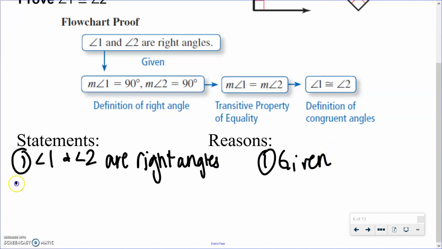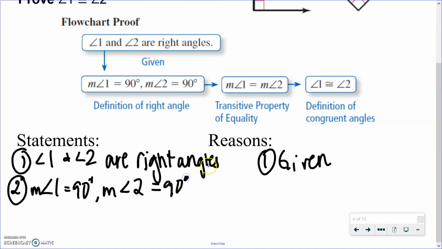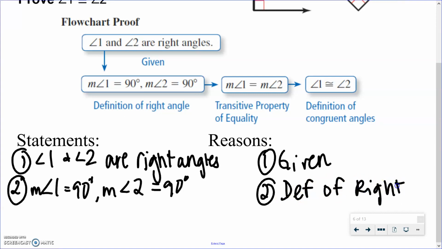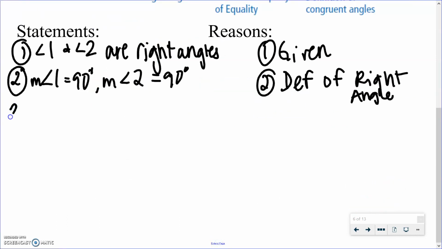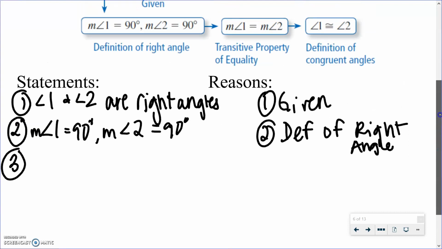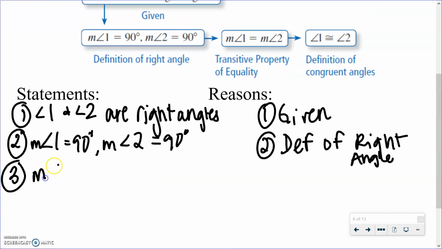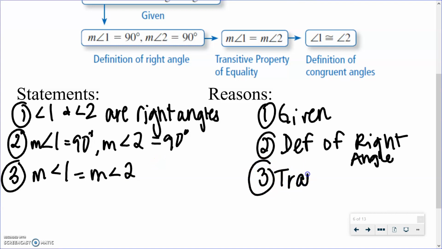And so really each of these is just going to be one statement. And then the measure of angle 1 equals 90 degrees, and the measure of angle 2 is equal to 90 degrees. And that is because of the definition of a right angle. Okay. And then we have 3 here, so let's go back up a little bit so we can see, and that's going to be the measure of angle 1 is equal to the measure of angle 2. And that's the transitive property.